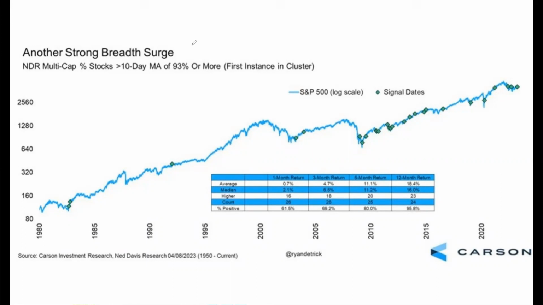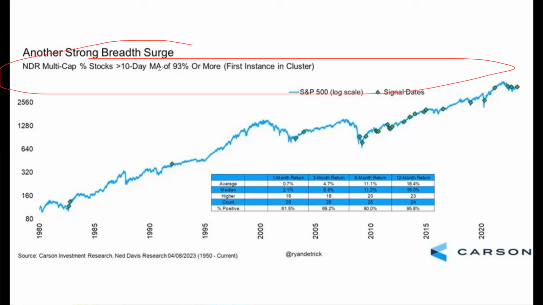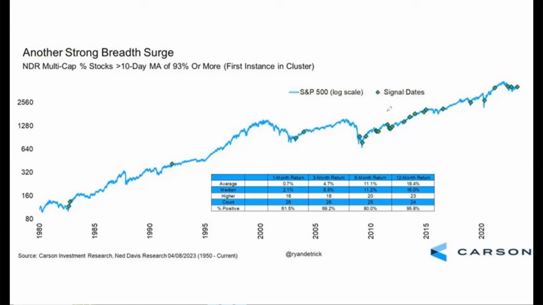All right, so what we've gotten is another strong breadth surge. And this is actually the signal right here, these little green diamonds. The signal doesn't always work, but it's a pretty good signal. And we can see that we had another one go off here recently, and we had multiple this year already. So we're going to see if that continues to play out or if it's possibly a bull trap. All right, this is a log scale.